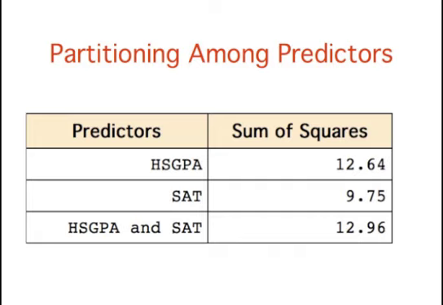If we add these two sums of squares, we get 22.39, a value much larger than the sum of squares explained of 12.96 in the multiple regression analysis. The explanation is that HSGPA and SAT are highly correlated. The correlation is 0.78, and therefore much of the variance in undergraduate GPA is confounded between high school GPA and SAT. That is, it could be explained by either high school GPA or SAT, and is counted twice if the sums of squares for high school GPA and SAT are simply added.